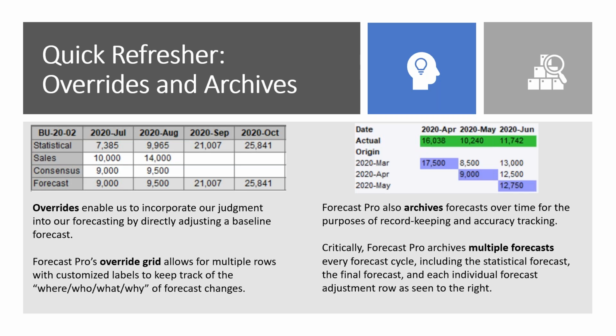And secondly, Forecast Pro archives your forecasts over time. A good illustration of this is this small waterfall chart example where we are snapshotting the forecast during each rolling period. And critically, during each of those snapshots, we are taking a picture essentially of the statistical, of the sales, of the consensus, and of the final forecast. So every period we capture all of that information, even if it's shifting in time.